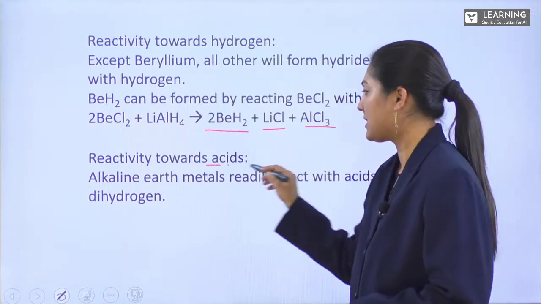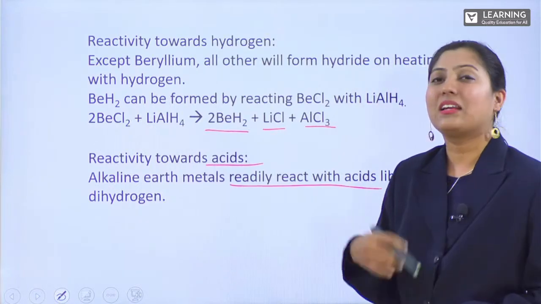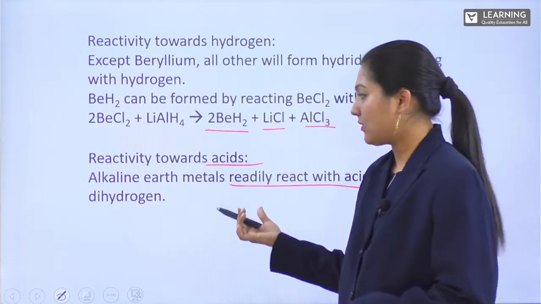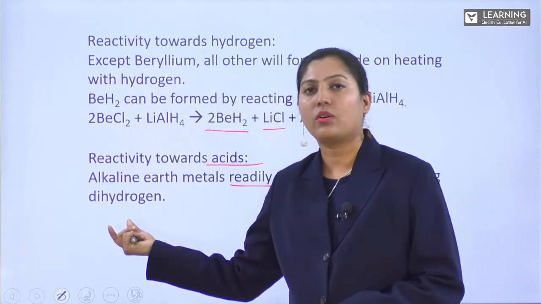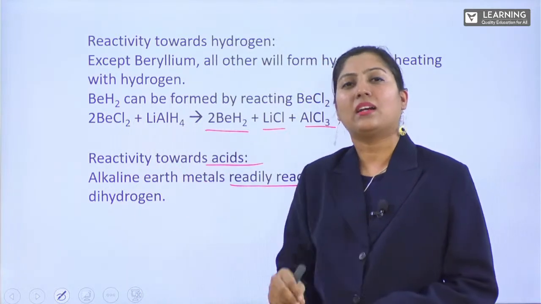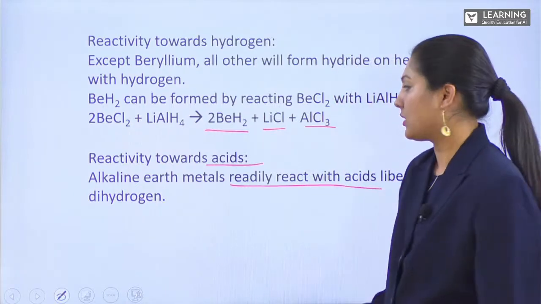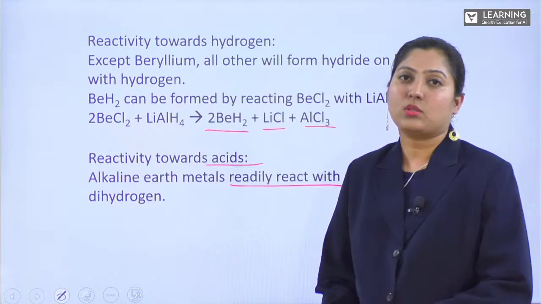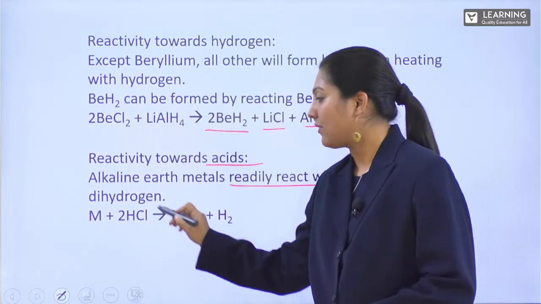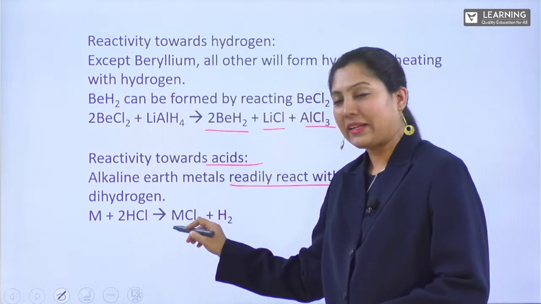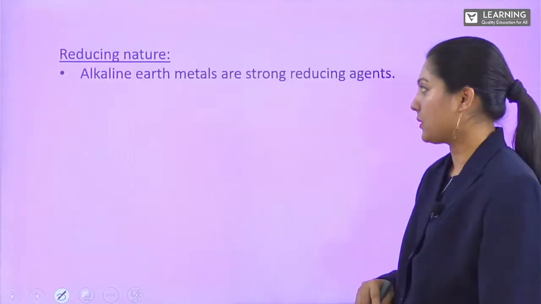Next, reactivity towards acids. Alkaline earth metals readily react with acids, liberating hydrogen gas. We have studied this in the hydrogen chapter. Do you remember how to produce dihydrogen using acids? When you add either alkali metals or alkaline earth metals to them, they release hydrogen gas. Here we have taken hydrochloric acid. It gives you a metallic salt with hydrogen evolved or liberated.